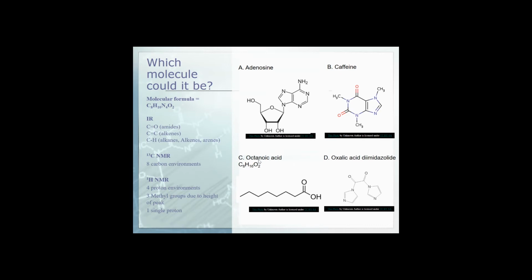The next one we're going to have a look at is our adenosine. And you'll see there are way too many nitrogens here. We actually have 5 in total. So it can't be this one. So that leaves us with B and D.